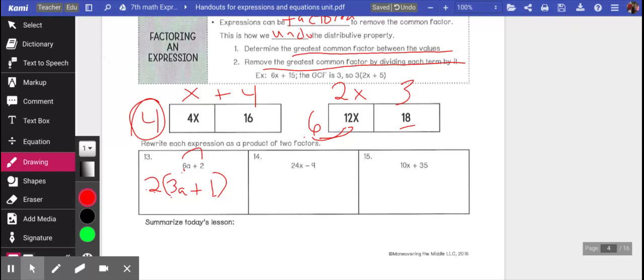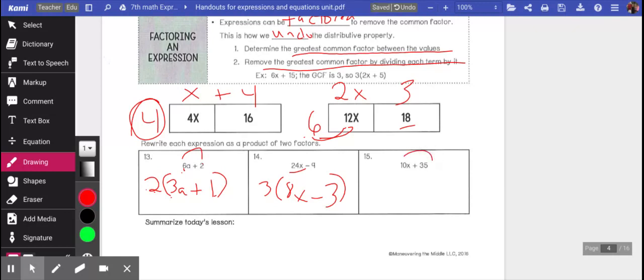Okay, the greatest common factor between 24 and 9 is a 3. And we're going to keep it positive because we can put the minus sign on the inside. So 24 divided by 3 is 8x. And then negative 9 divided by 3 is negative 3.